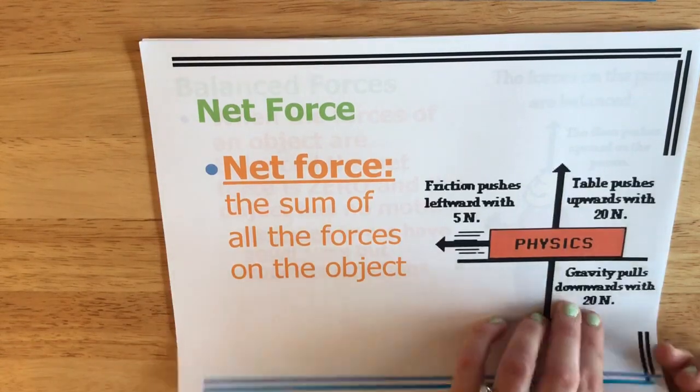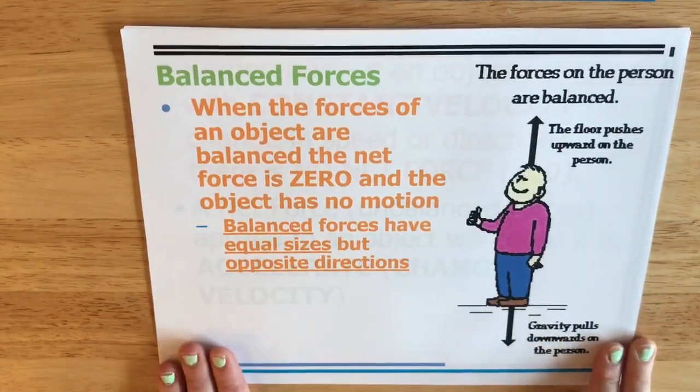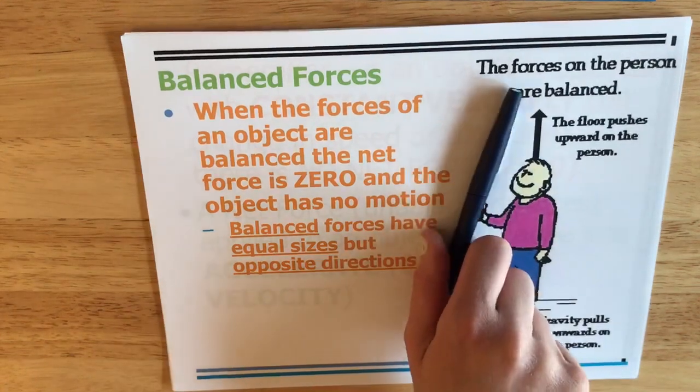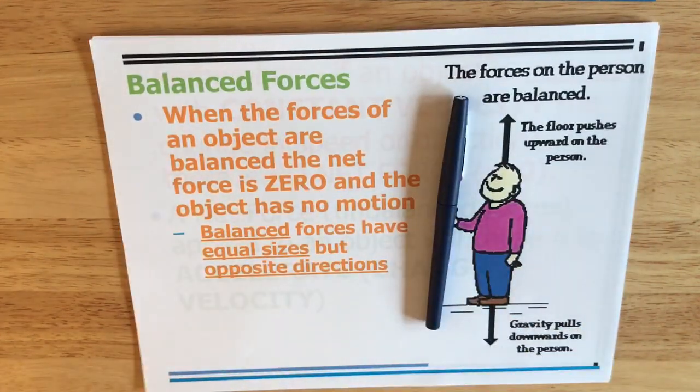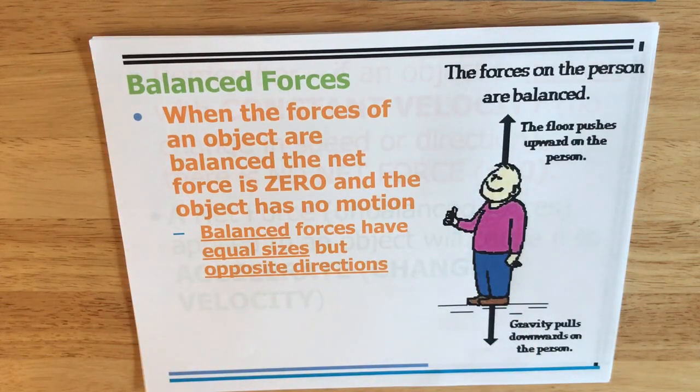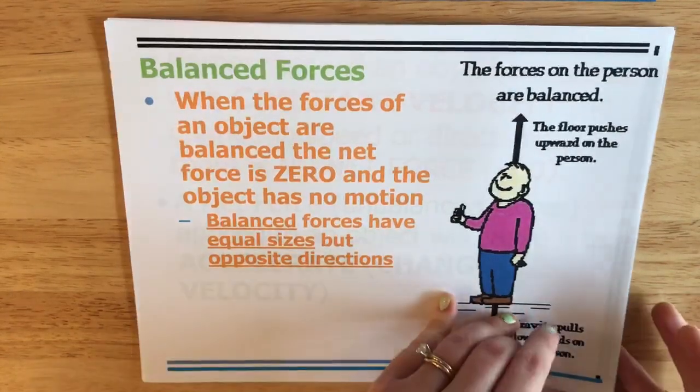All right, so then balanced. Remember I talked about equal but opposite with that book first. When all the forces on the object are balanced, the net force is 0 and it has no motion. So when my pen is sitting here, the force pushing down on it, 9.8, and the table pushing up, 9.8, are equal. Therefore, the pen doesn't move. It says balanced forces have equal sizes, but they're in opposite directions. So when you're standing somewhere and gravity is pulling downward, the floor is pushing back upward on you, so you're not floating up or falling through the floor because those forces are balanced.